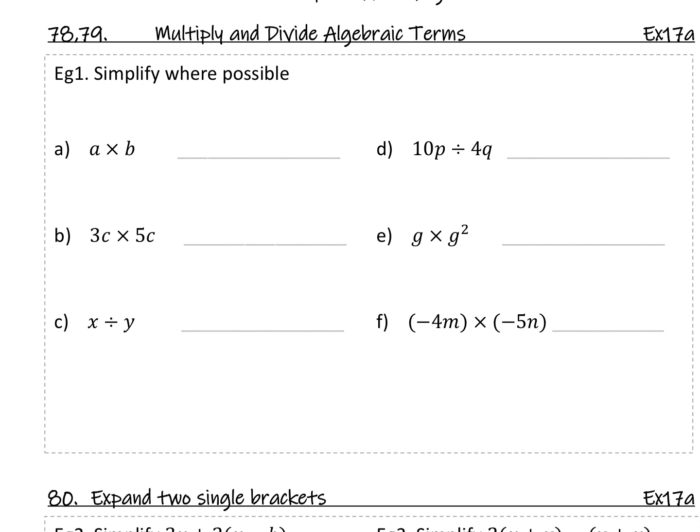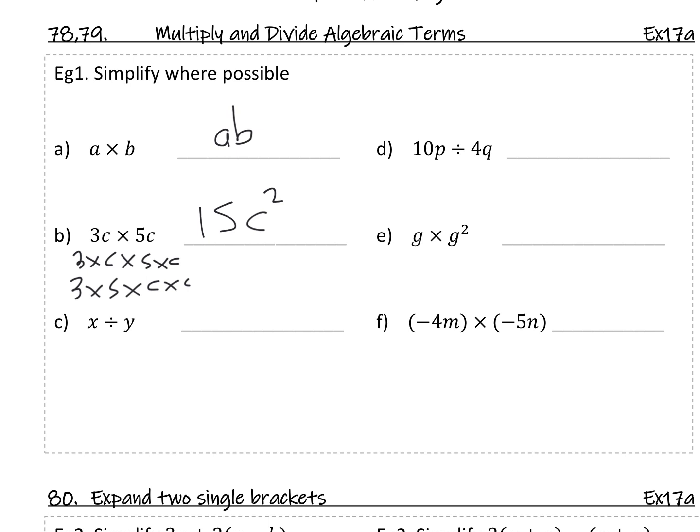We have a times b. When you multiply two terms together, you can just write them beside each other without the multiplication. So in part b, we can do the same thing, but we could reorder it. 3c means 3 times c, and 5c means 5 times c. So we could reorder that to be 3 times 5 times c times c. 3 times 5 is 15, and c times c is c squared.